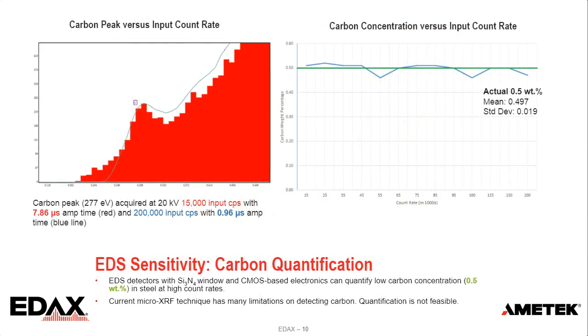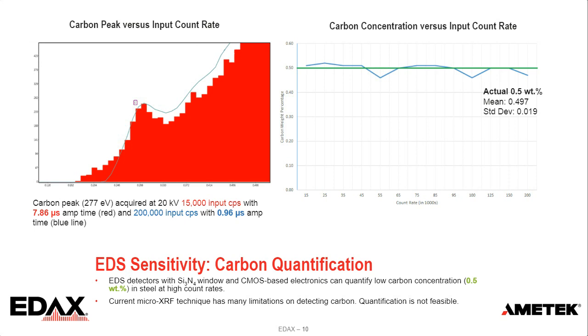This example shows EDS quantification of a trace amount of carbon in steel. EDS detectors with a silicon nitride window and CMOS-based electronics can quantify 0.5 weight% of carbon, even at high count rates. In the spectral overlay, we see the carbon peaks acquired at 20 kV, at 15K input count rate and also 200K input count rate.